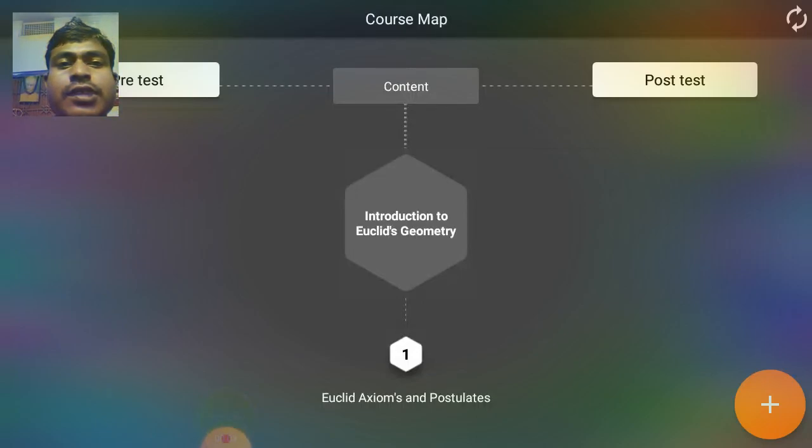Dear student, here we discuss the introduction to Euclid's geometry. Let's see.